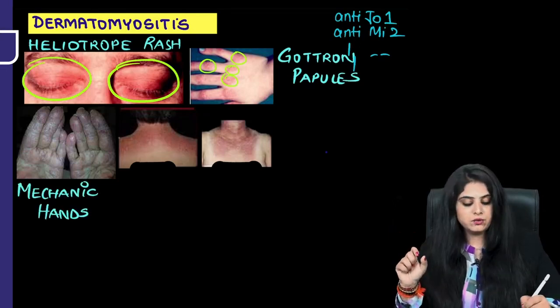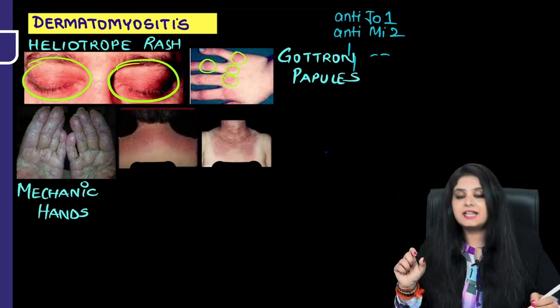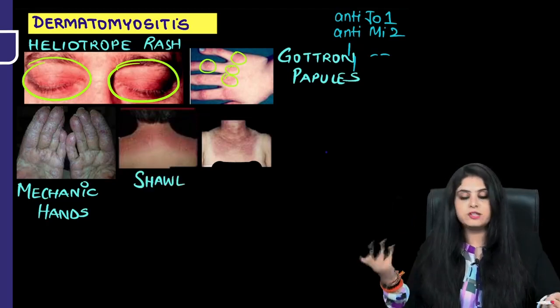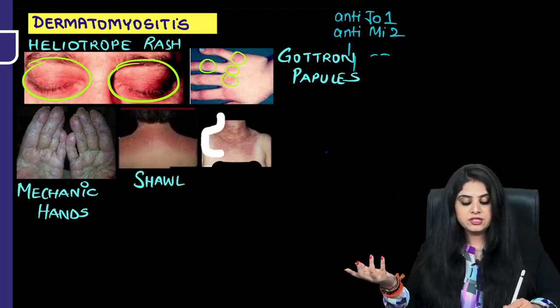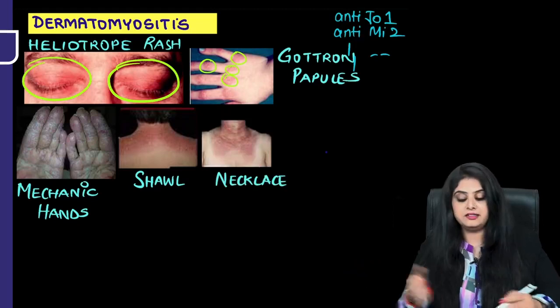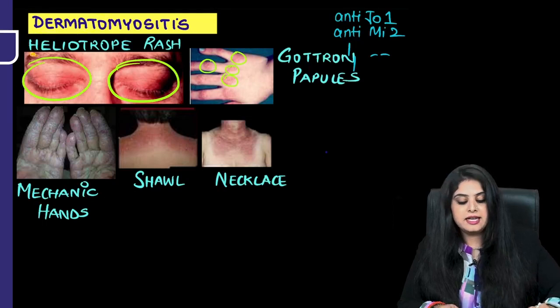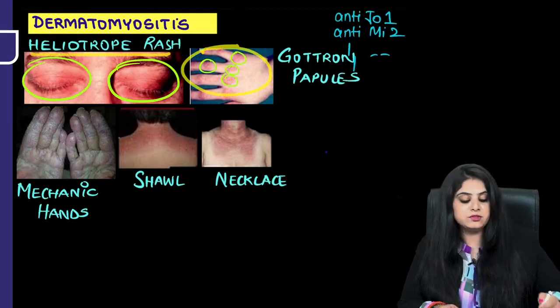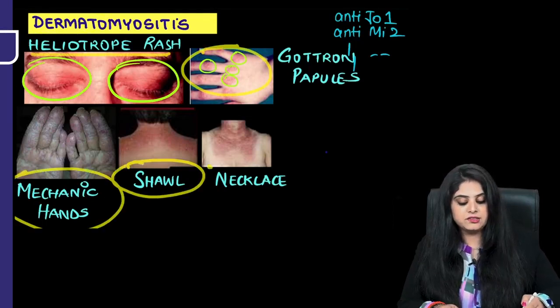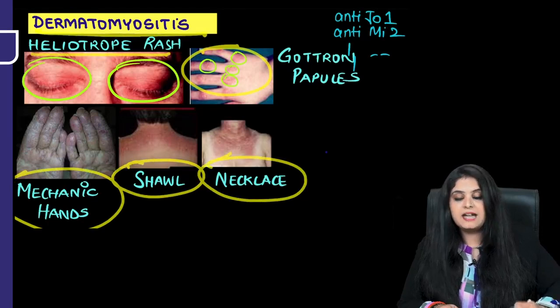Then you see rash over here, guys. Can you all see a rash on the back area where you take a shawl? So that is known as shawl sign. You see a rash in the neck. That is known as the necklace sign. These are all the dermatological findings. Repeating once again. Heliotrope rash, Gottron papules. Then you have the mechanic's hands, shawl sign, necklace sign, dermatomyositis.